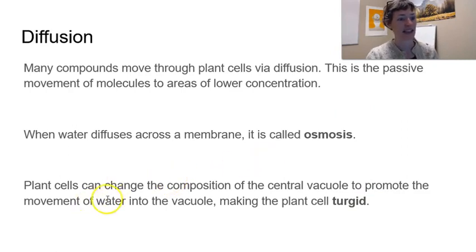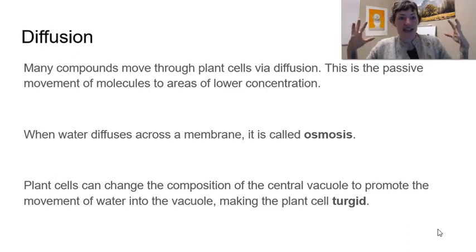Okay, so plant cells can change the composition of the central vacuole to promote the movement of water into the vacuole, making the plant cell turgid by concentrating solutes within the central vacuole, drawing water from the outside and expanding like that egg that was in the hypotonic solution. That's what plants are doing.